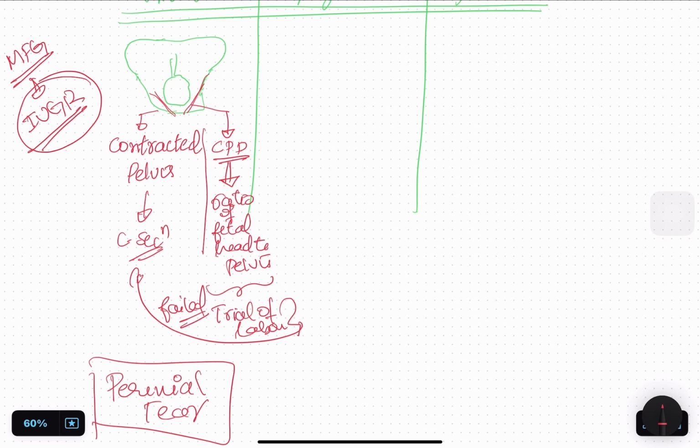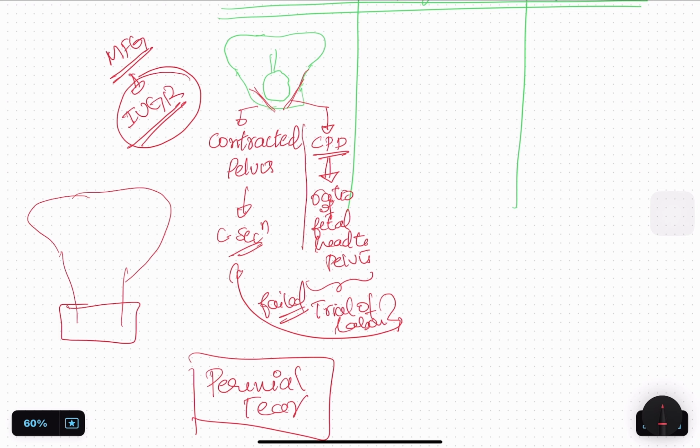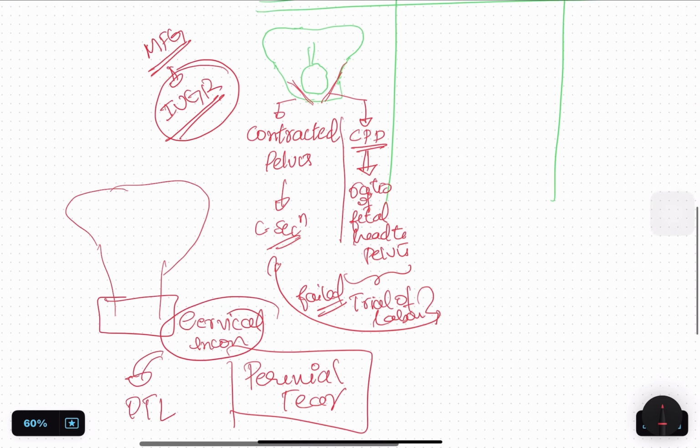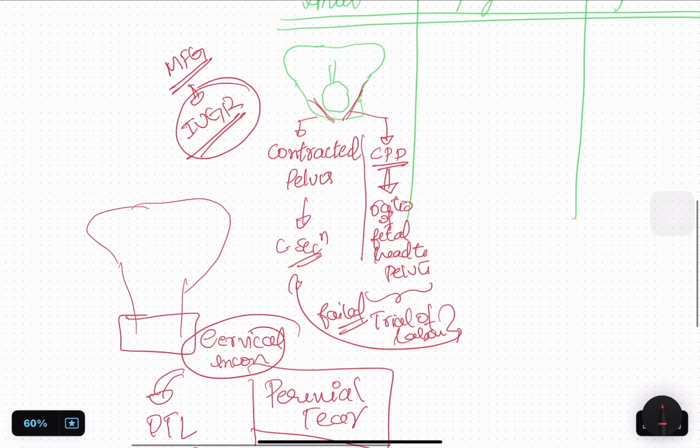Also, this is the pelvis which I was talking about, and if you see the cervix part, if there is cervical incompetence, that means the length of the cervix is not proper, then you can have a preterm labor. Got it? And if the second stage of labor is prolonged, then you can have what?